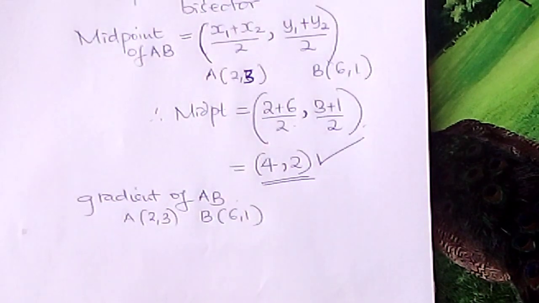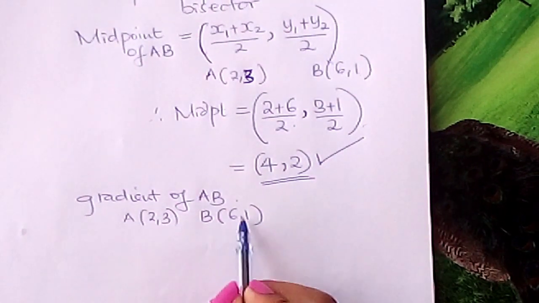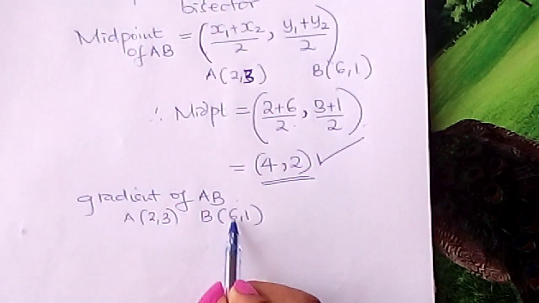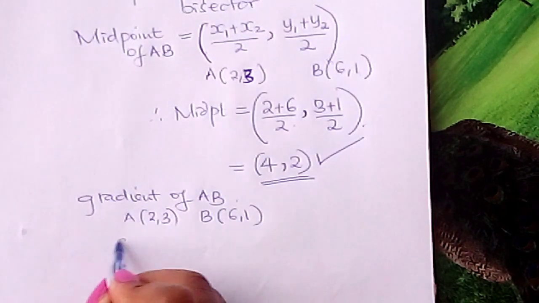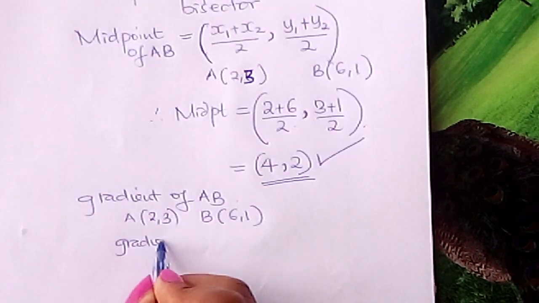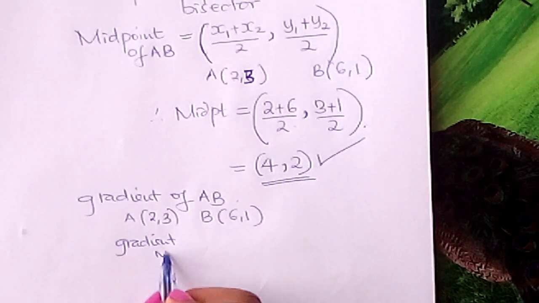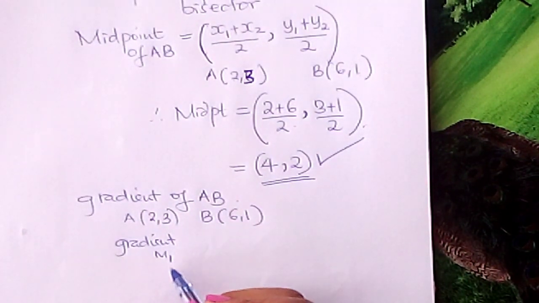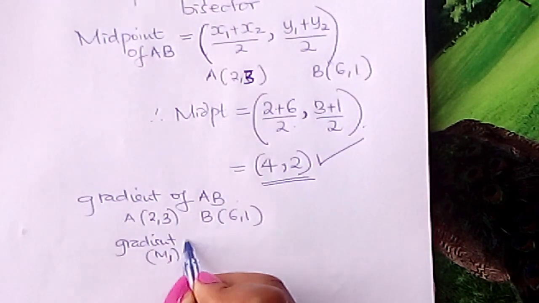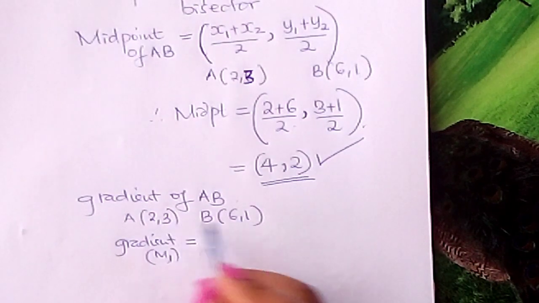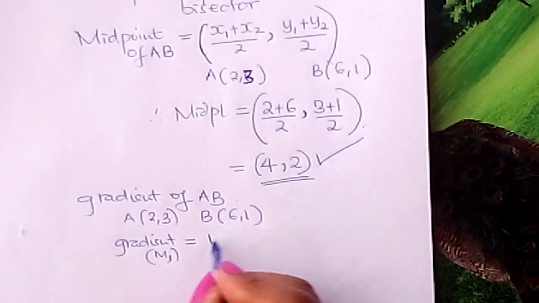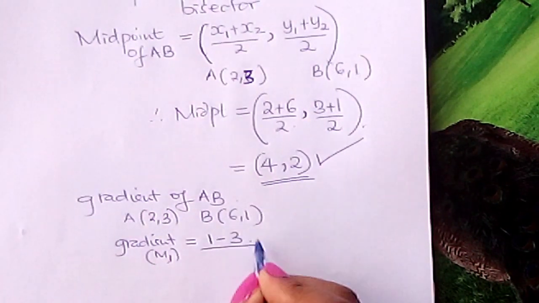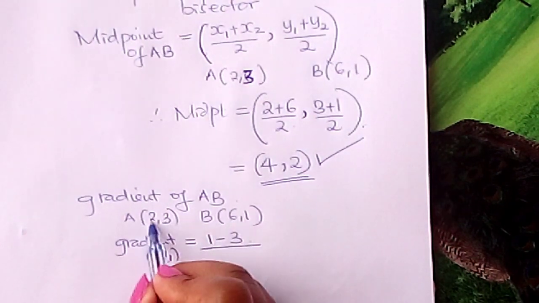What is the gradient of this line? We talk of change in Y over change in X. So we can say the gradient of this line, we can call it gradient M1, the first gradient. The symbol for gradient, learner, is M. So the gradient of this line is change in Y, this Y minus this, remember? Divide by 6 minus 2.